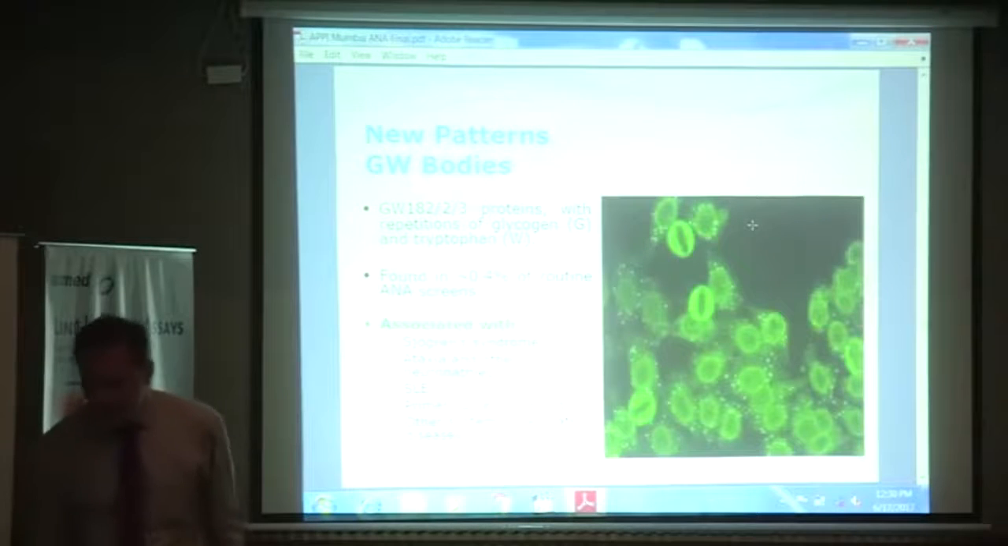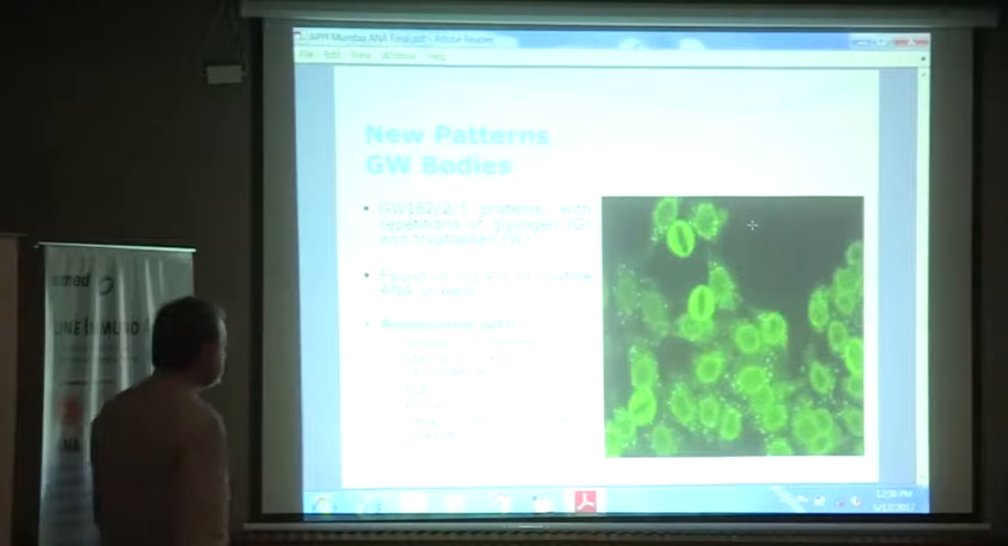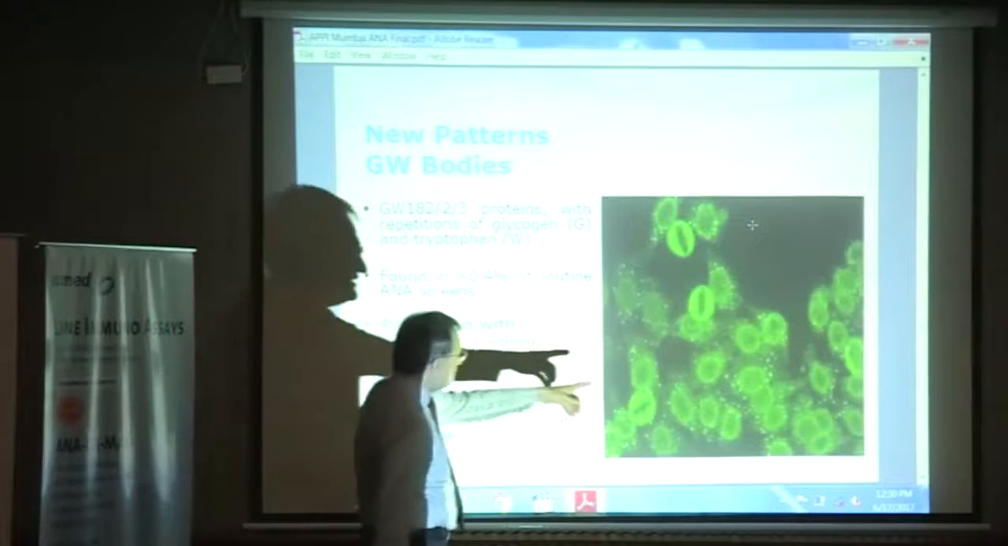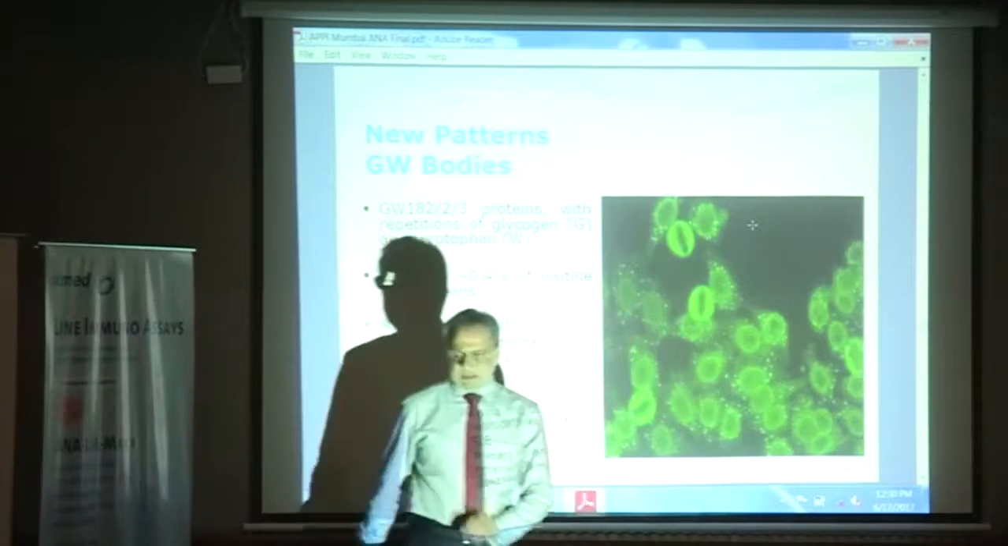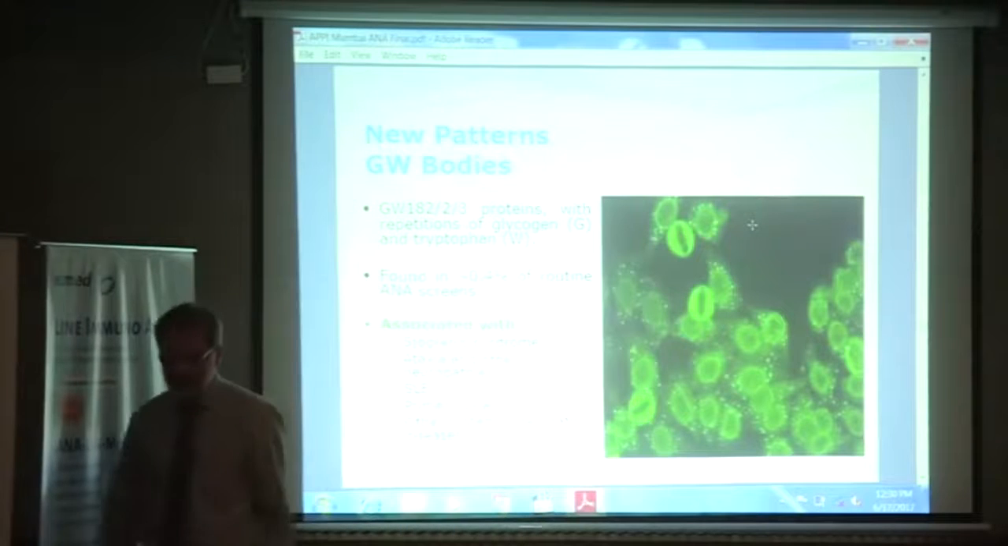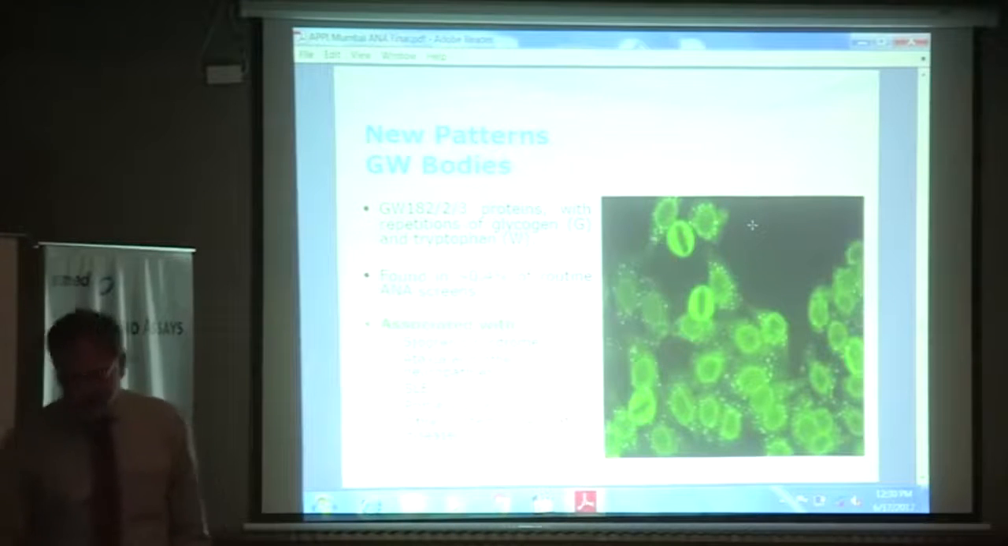Then another one is GW bodies, which are described in the cytoplasm. There is speckling, and this speckling is seen in a variety of disorders, again not very specific to any one of them.